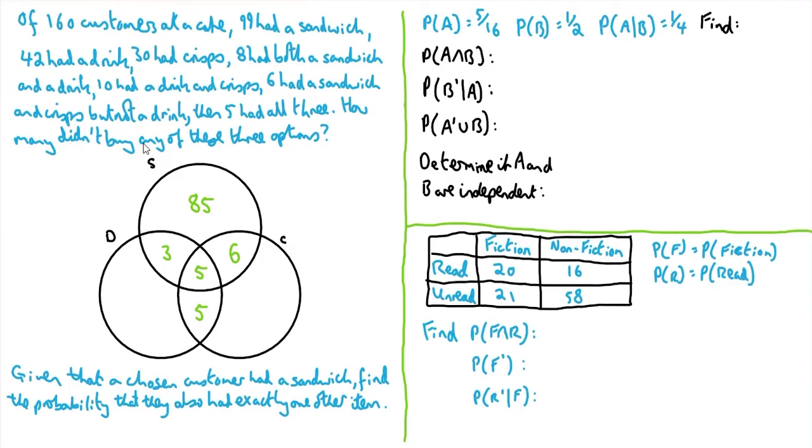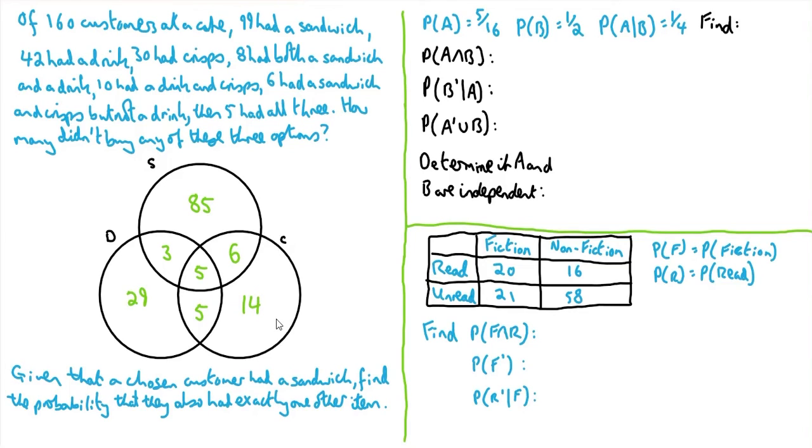Next, if 42 had a drink, because it doesn't specify not having anything else or not only having a drink, then that's going to include these numbers here. So 42 minus these leaves you with 29. And then lastly, if 30 had crisps, 30 minus these numbers leaves you with 14 here.